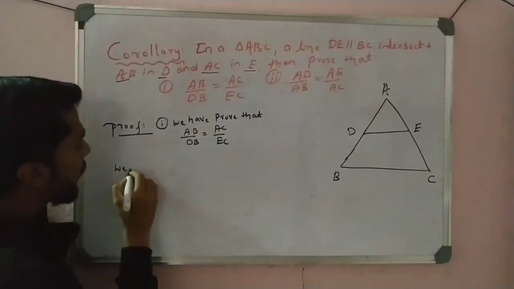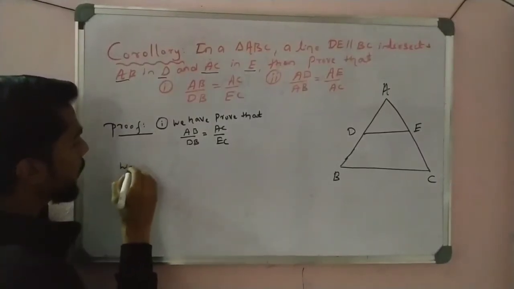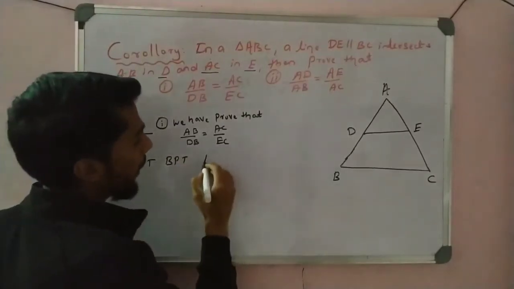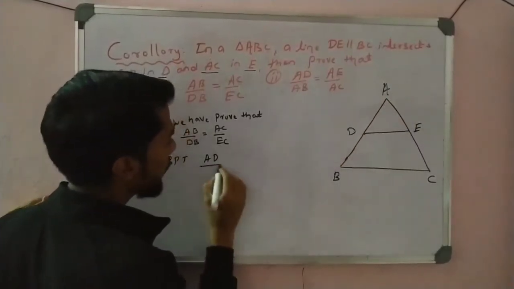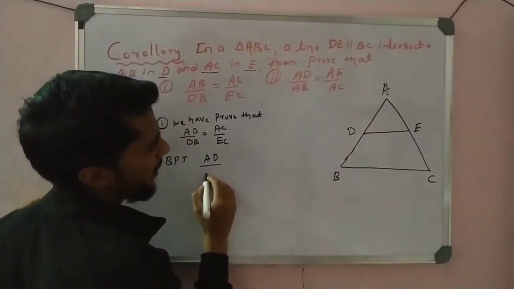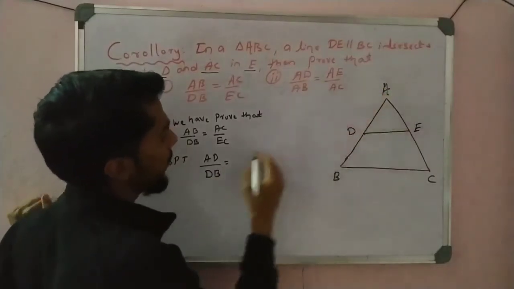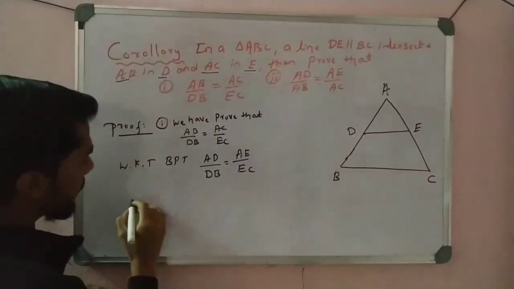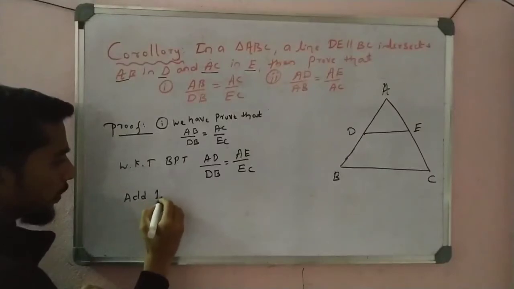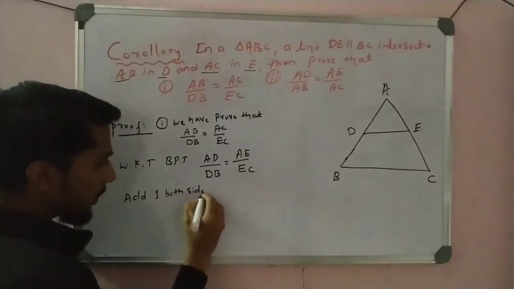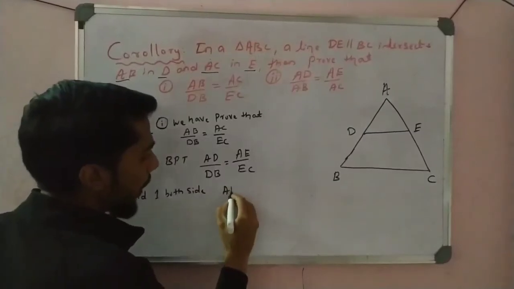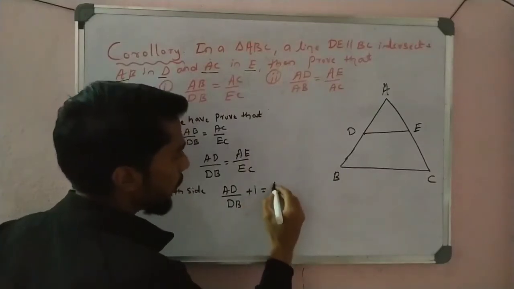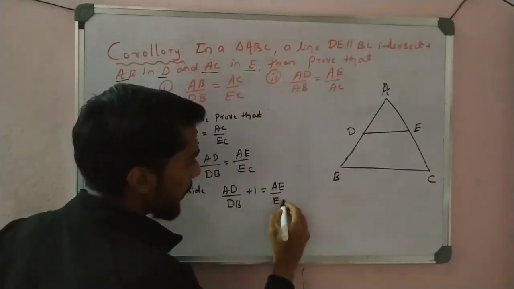We know the BPT theorem. What is the BPT theorem? AD by DB is equal to AE by EC. Right. Now simply add one on both sides. That is AD by DB plus 1 is equal to AE by EC plus 1.